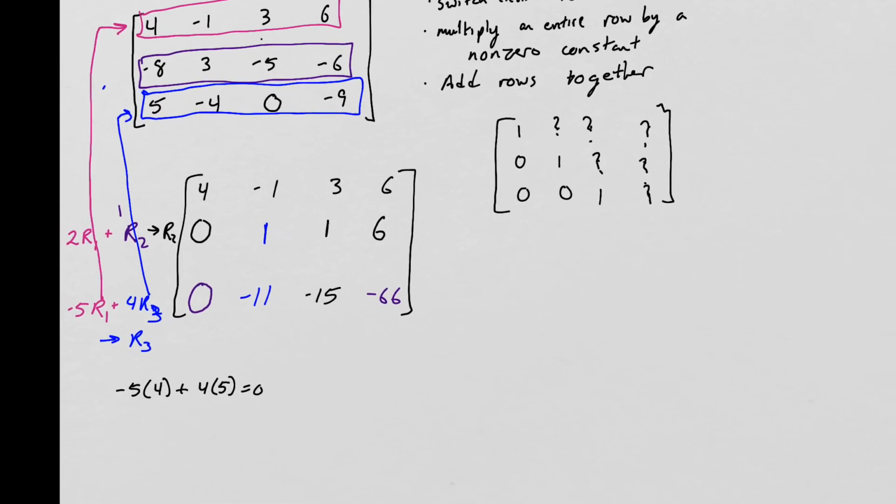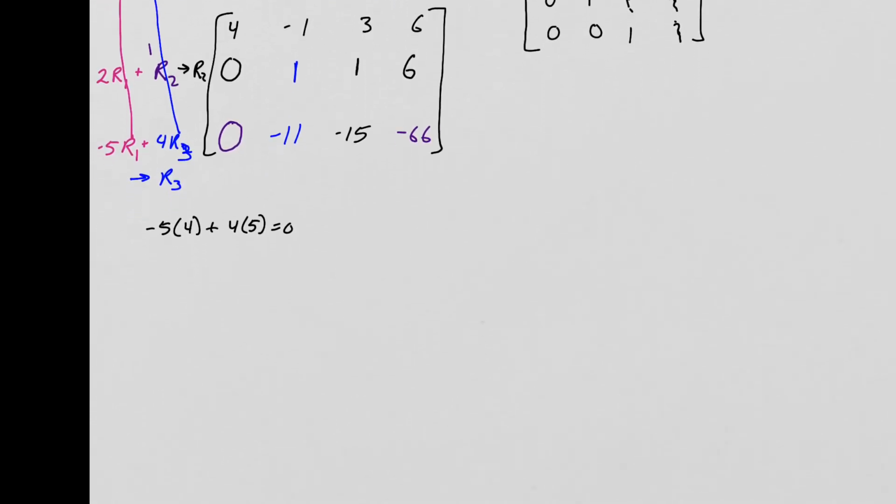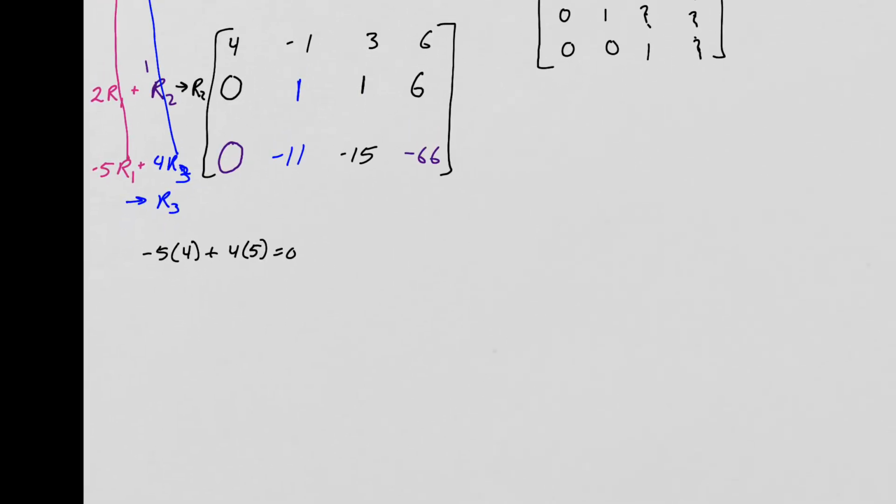I think if you're looking at this, it's not too bad. I'm going to just redraw it down here because we're getting a little cramped. So I'm just going to write the exact same matrix we just had. 4, -1, 3, 6, 0, 1, 1, 6, 0, -11, -15, -66.